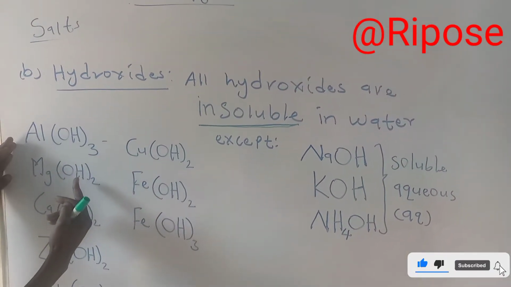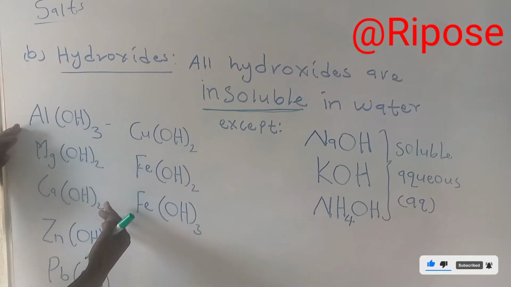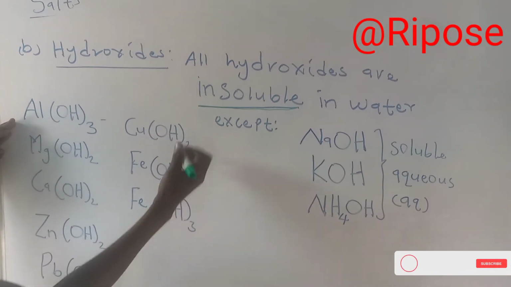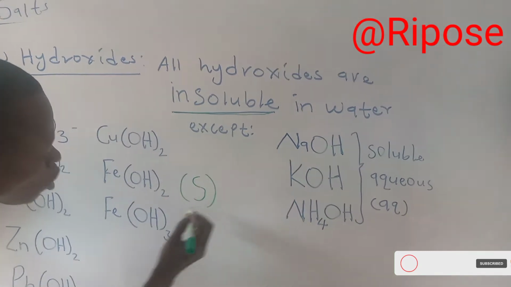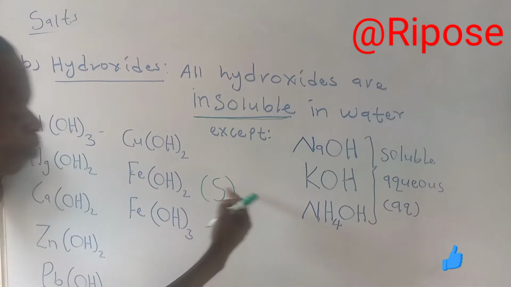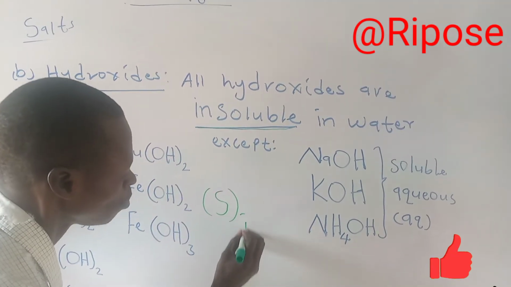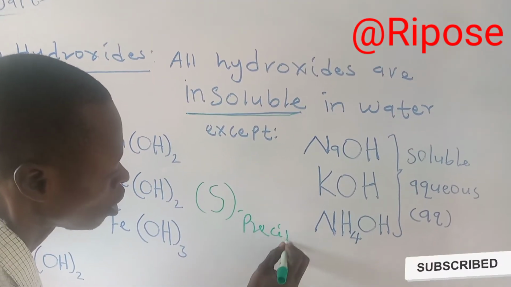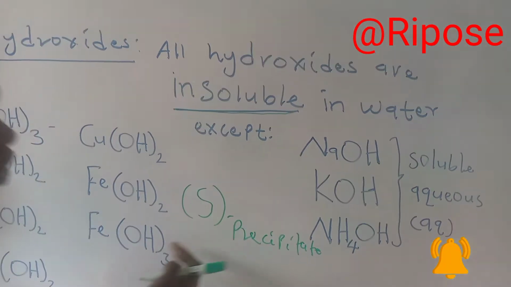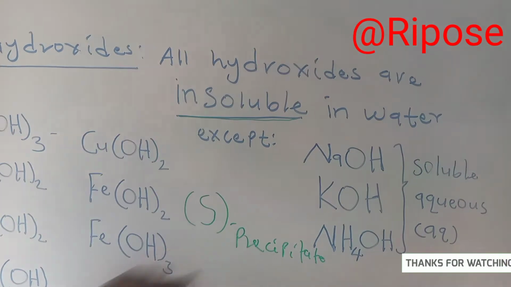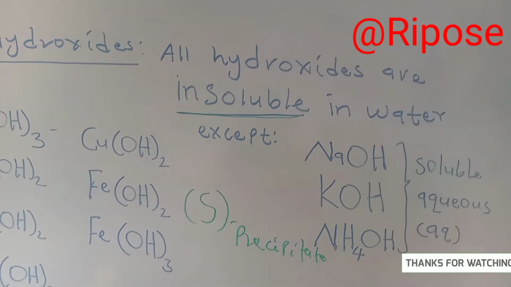Then we have the other hydroxides: aluminum hydroxide, magnesium hydroxide, and the rest. They are insoluble. That is why the physical state for hydroxide will be solid. We're going to put solid. Solid means precipitate. Precipitate is a solid in the solution, the solid salt which has not dissolved.